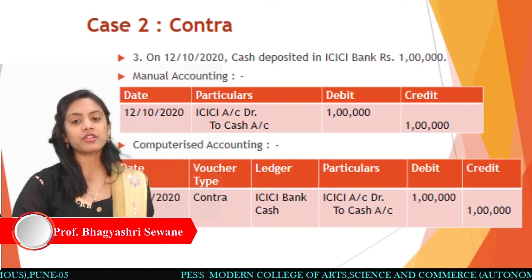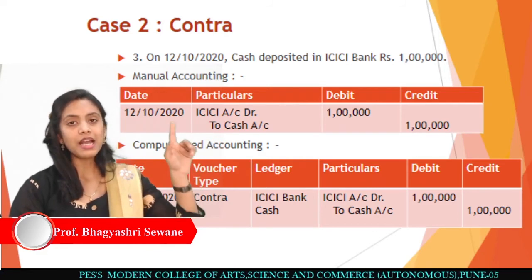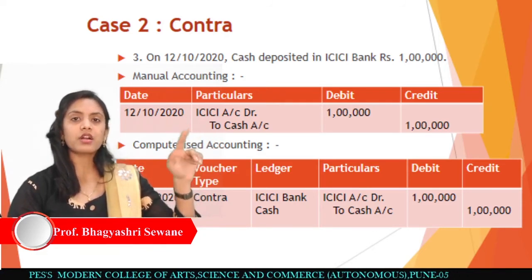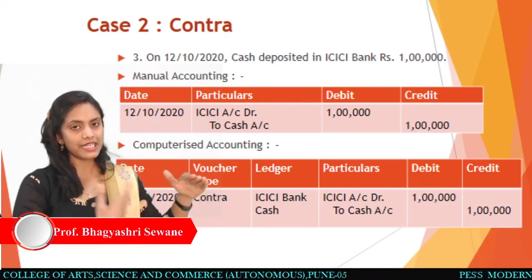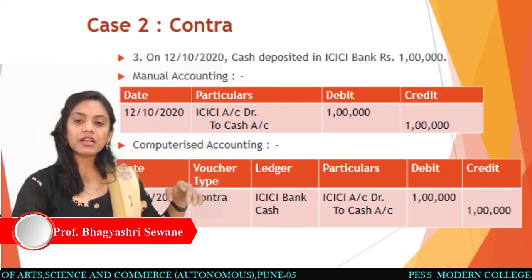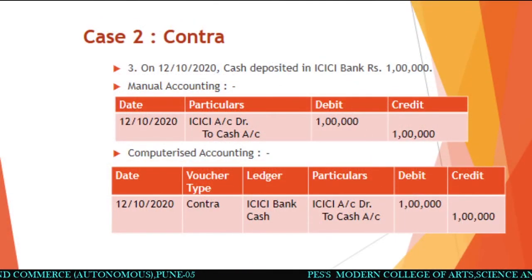What will be the entry in the manual accounting? That is the ICICI Bank account debited to cash account. The same entry we are going to do in computer software, that is in Tally also. The ICICI Bank account is debited to cash account. But which voucher are you going to use there? That is a contra voucher you are going to use there.